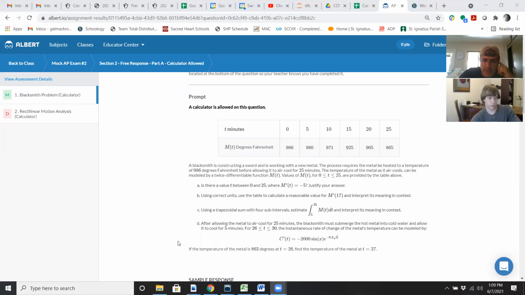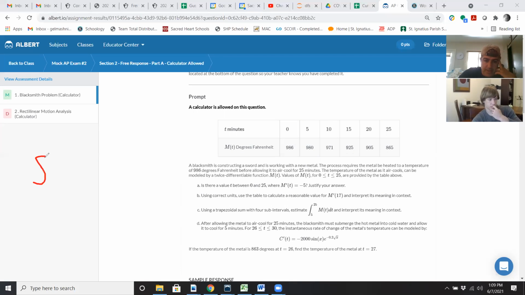The metal is left to air cool for 25 minutes. Then it must be submerged in cold water and allowed to cool for an additional 5 minutes, from 26 to 30. The instantaneous rate of change there is given. The temperature is 360 degrees at t equals 26. Find the temperature at t equals 27. Okay, so that's the integral's net change.